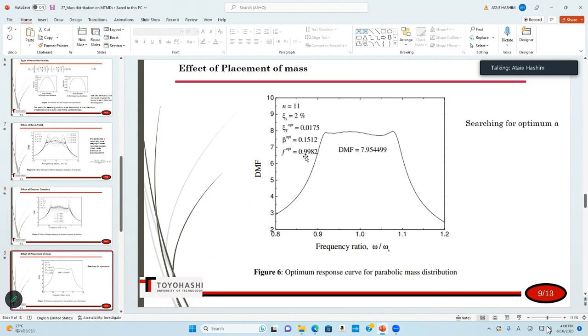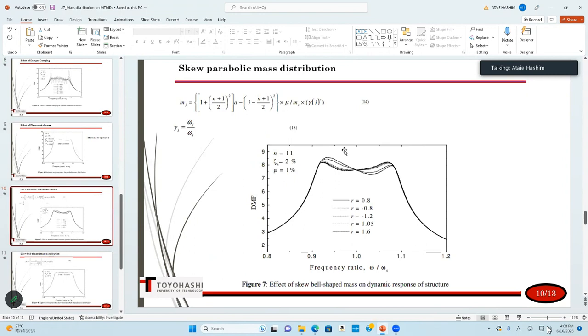And finally, they searched for the optimum A that we saw in the formula. In that case, we can see that the response curve becomes more flattened in this area, and the values come down. It means that the dynamic magnification factor decreases by changing the mass of each TMD, you can say.